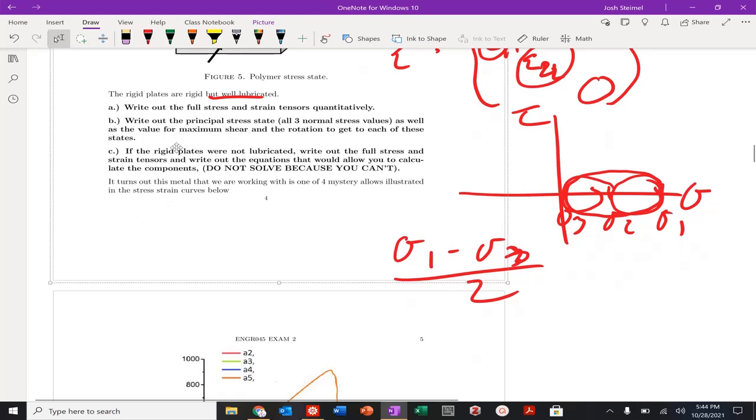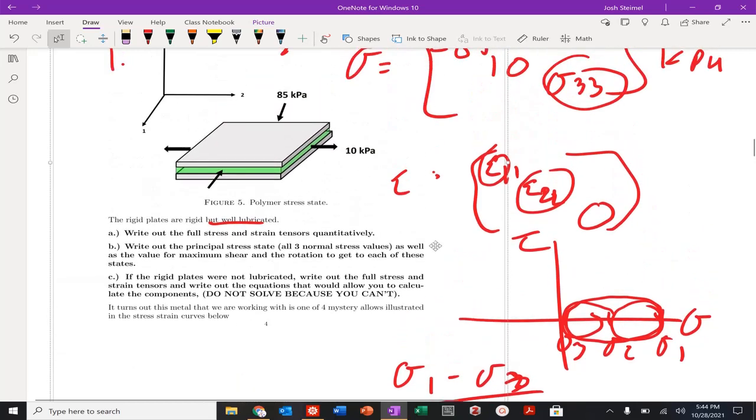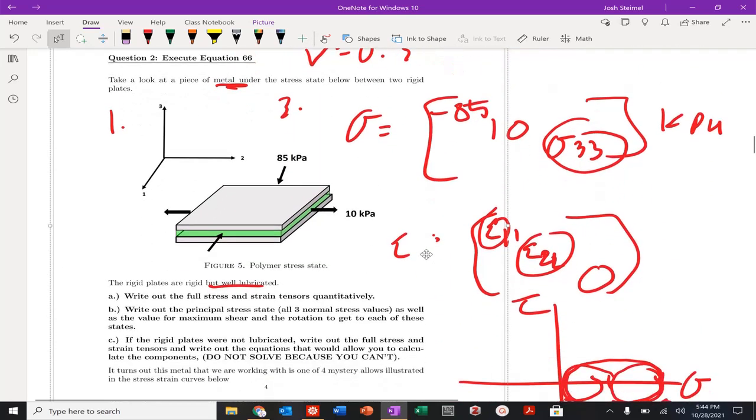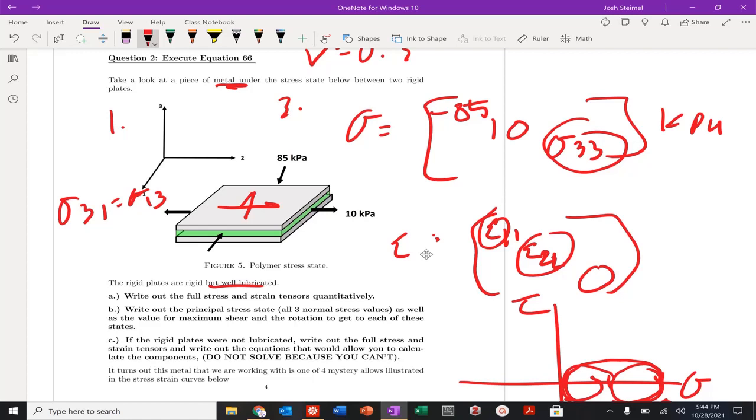So fantastic. If the rigid plates were not well lubricated, write out the full stress and strain tensors. Write out the equations, because you do not solve, because you can't. So what would change here? I could have some shear basically like this. So what would the shear there be? The normal would be in this direction. I'd have a sigma 3-1, and thus I'd have a sigma 1-3 component. When I'm pulling here, I could also have a shear in this direction, so that would be a sigma 2-3, a sigma 3-2, and then can I ever have a sigma 1-3?